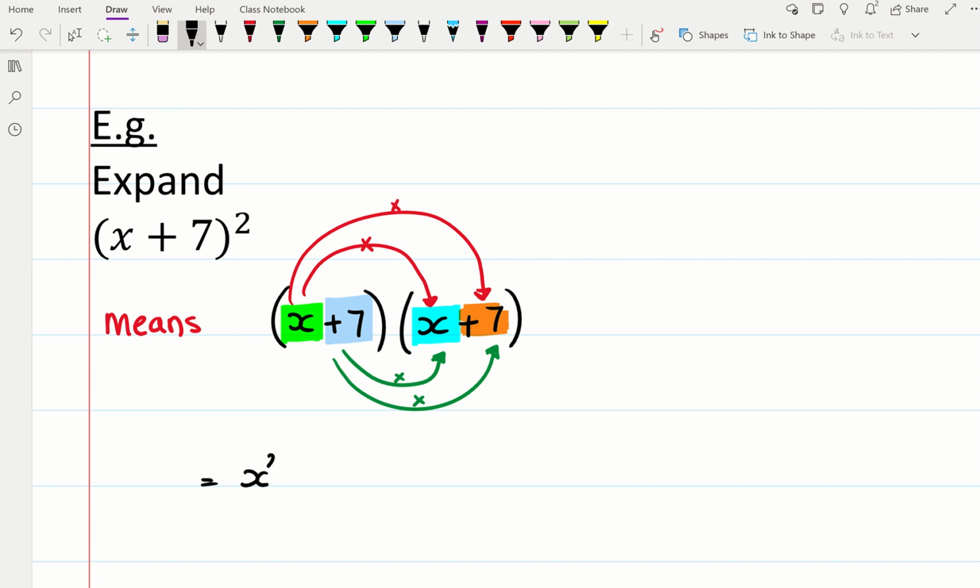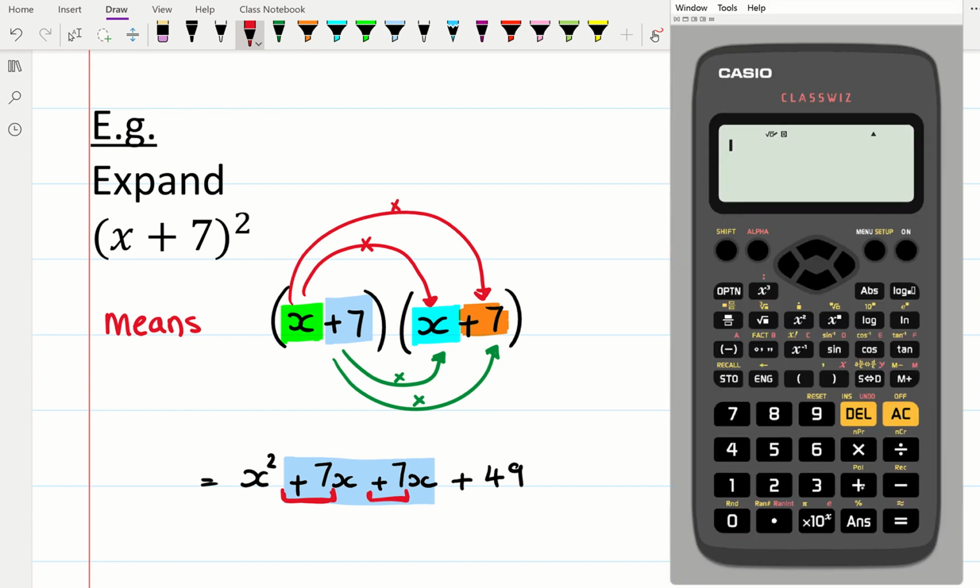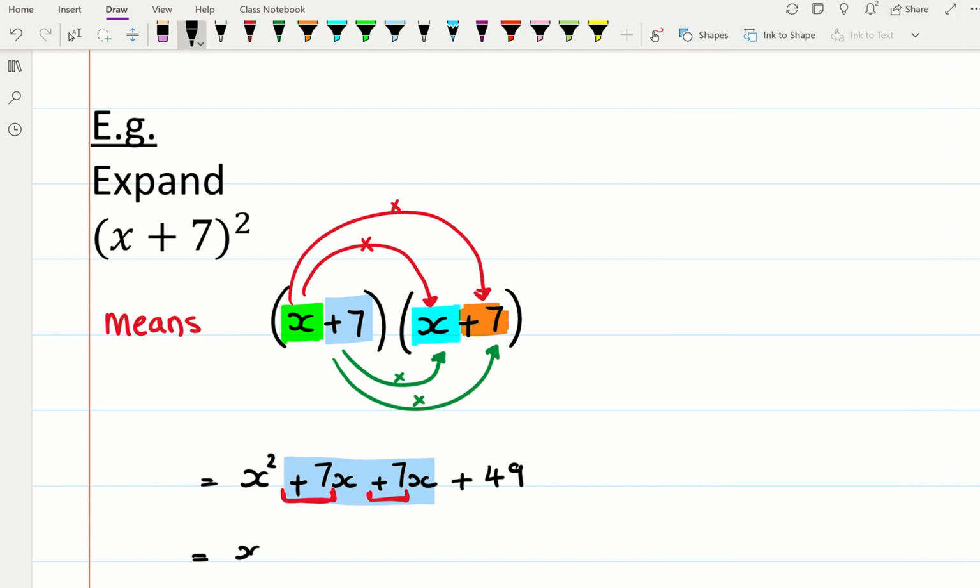x times x is x squared. 7 times x is plus 7x, and 7 times x is plus 7x. 7 times 7 is a positive 49. And I look for my like terms, and I only put the numbers and don't put anything extra. Plus 7, plus 7. That's what I see, that's what I put in. Plus 14x. So x squared plus 14x plus 49.